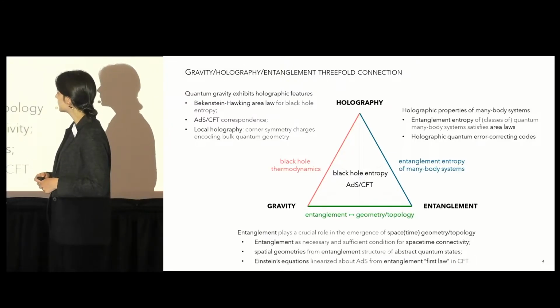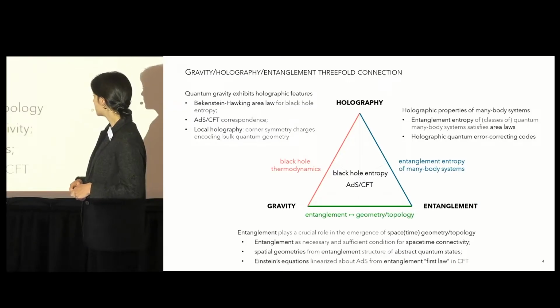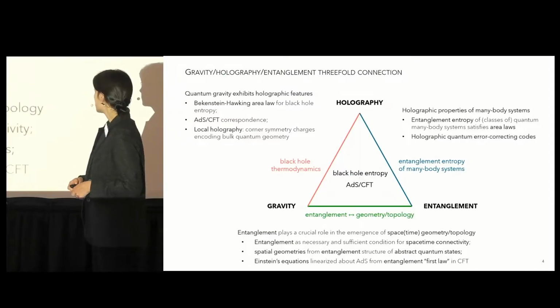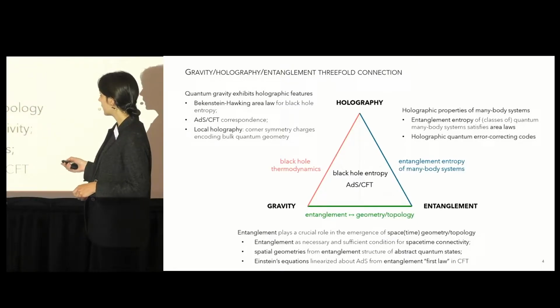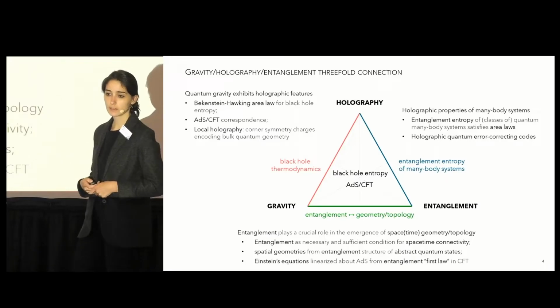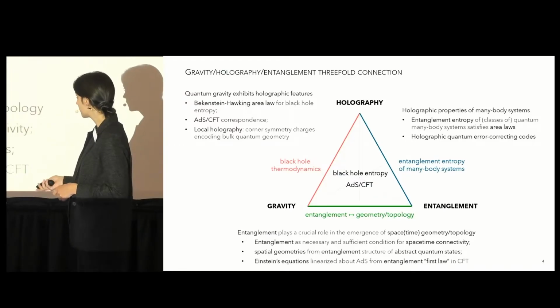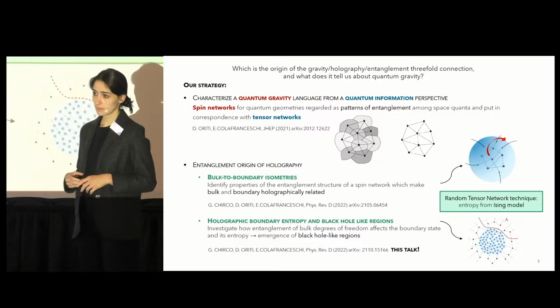But to close the circle, holography is also deeply tied to entanglement in several quantum information and condensed matter models. In particular, we know that many body systems in their ground state satisfy area laws. But we also have examples of holographic models through quantum error correcting codes. So we have evidence of this threefold connection, and understanding the origin of this threefold connection can help us construct a theory of quantum gravity, which is a major challenge in theoretical physics. So the work I'm presenting today sits in this framework.